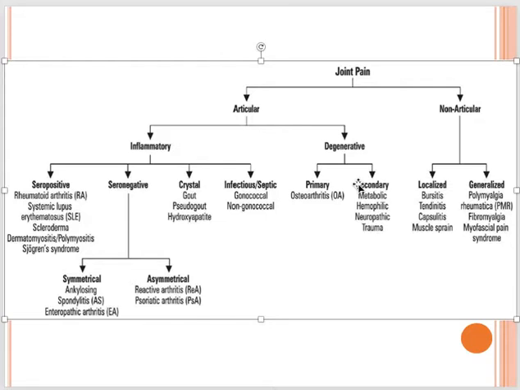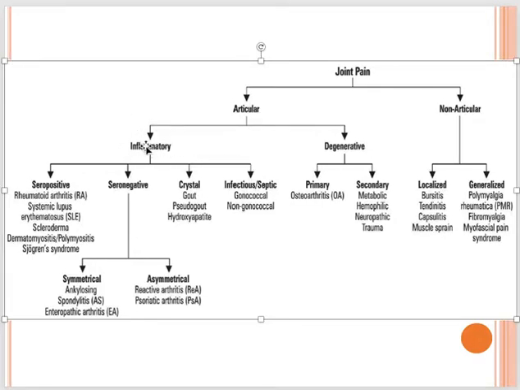So for example, if you see over here, osteoarthritis, which is a primary type of degenerative condition, of course it is not secondary to anything. This is a disease of old age, okay? Most of the time, the people who have arthritis of the knees have pain in the knees. And sometimes it could be secondary to other issues like metabolic, hemophilic, neuropathic, or trauma. So that's not our discussion.